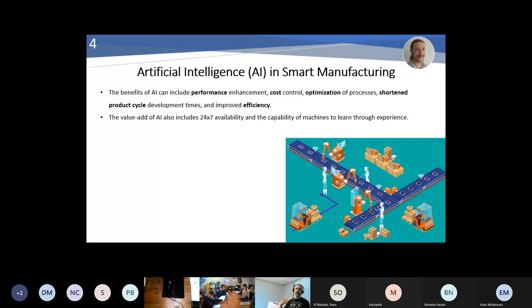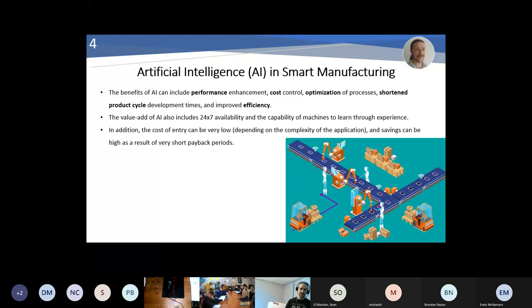They just repeat the process. When we have AI learning from the machines and the stuff as it goes along, we have that same thing where we have now 24/7 availability of this learning, and that can obviously lead to, again, further savings and further enhancements. In addition, the cost to entry can be very low, again, depending on the complexity of your application, and savings can be then very high as a result of short payback periods.